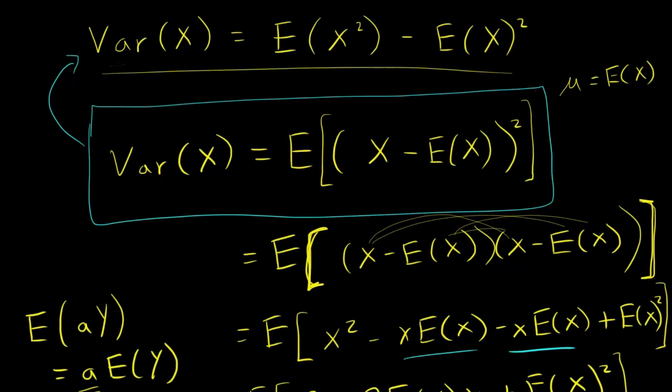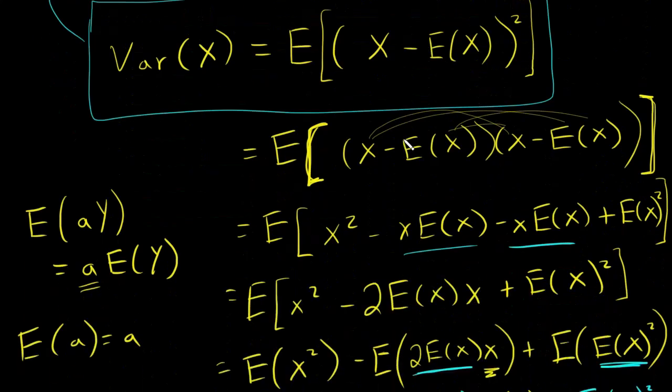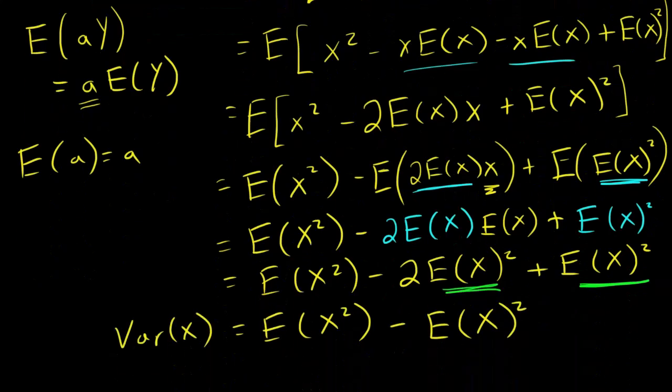This equation here is a lot of times easier to do additional calculations with. So a lot of times you will see people start with the variance of x equals this, and this is the work for how they got there.